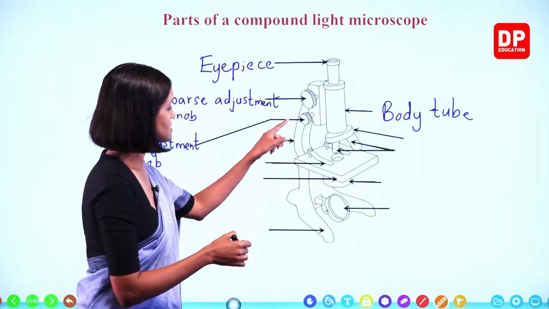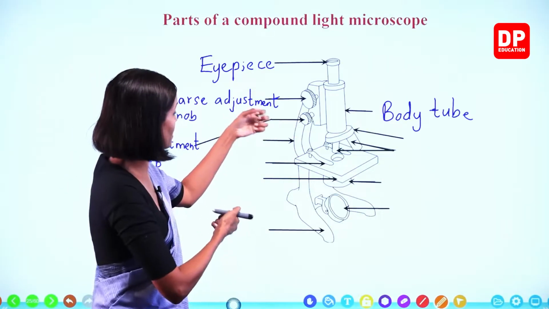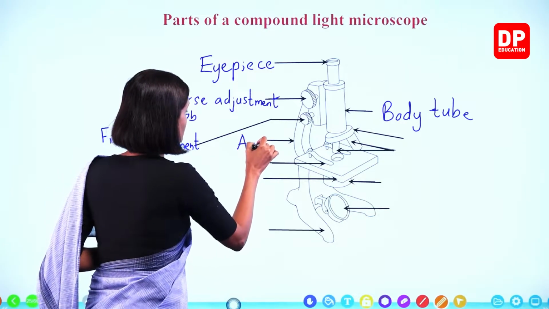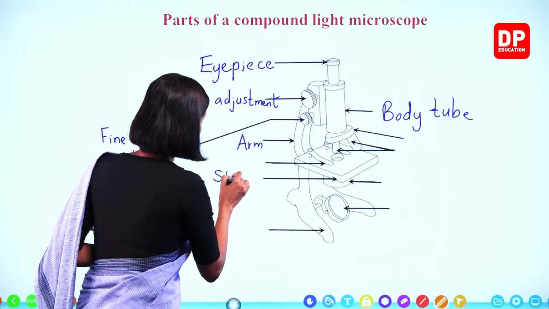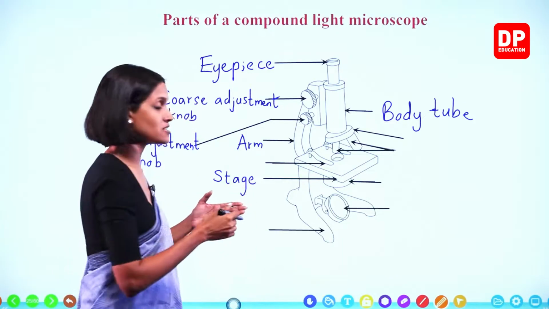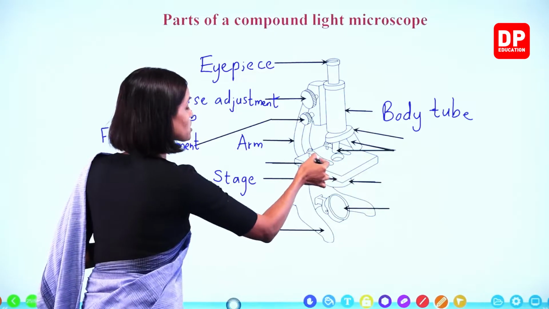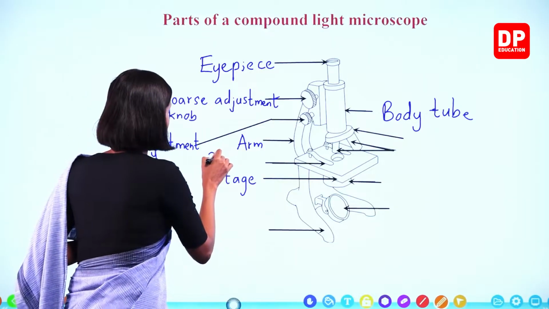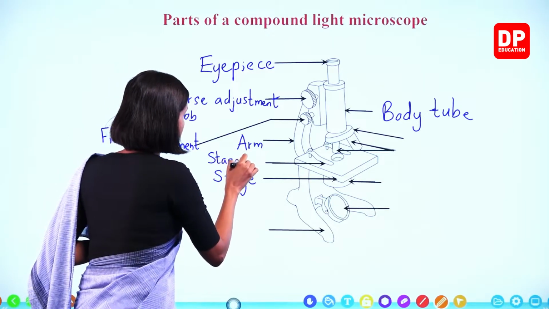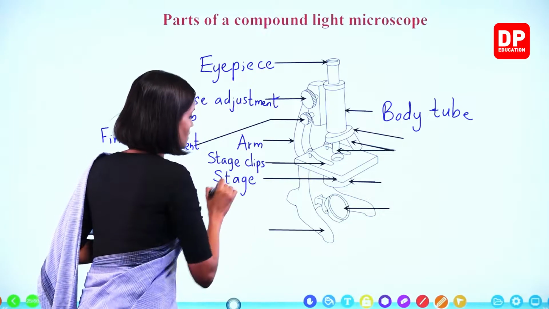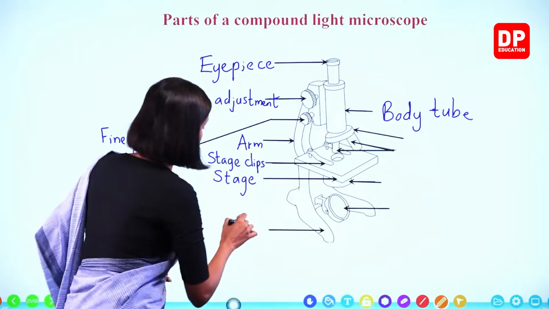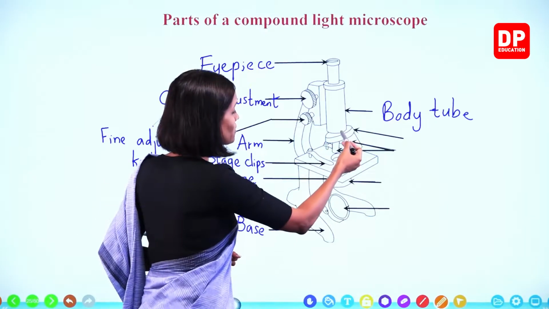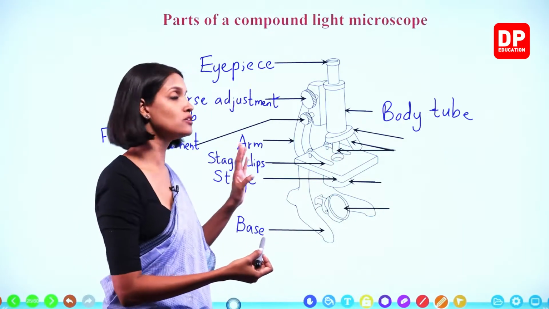What is this, children? This is the arm. Arm is used to hold the microscope, carry the microscope from one place to another place, right? This is called the arm. This is the stage. This is where you place the specimen on, and using the stage clips, you can fix the specimen firmly onto the stage, right? Stage clips. What about this? This is the base. This is the body tube. This rotatable plate is known as the nose piece.